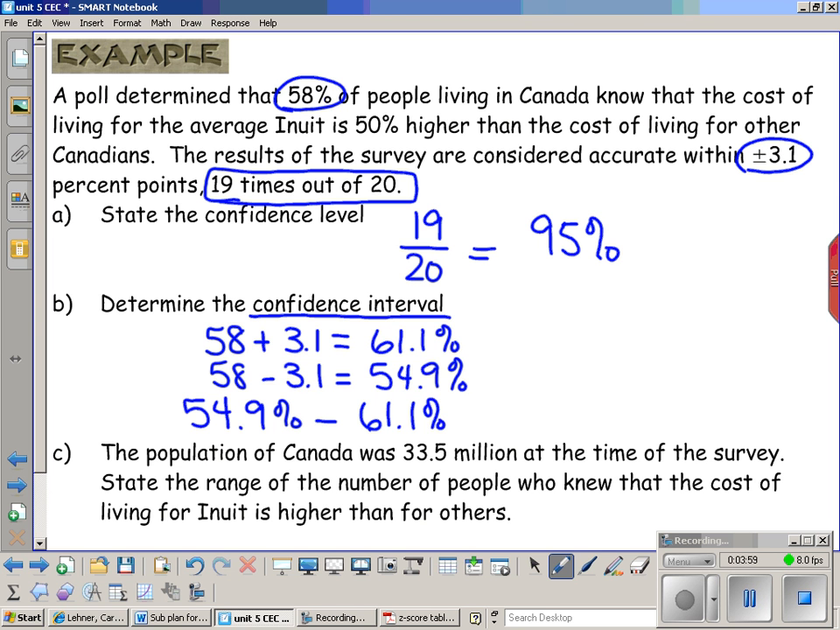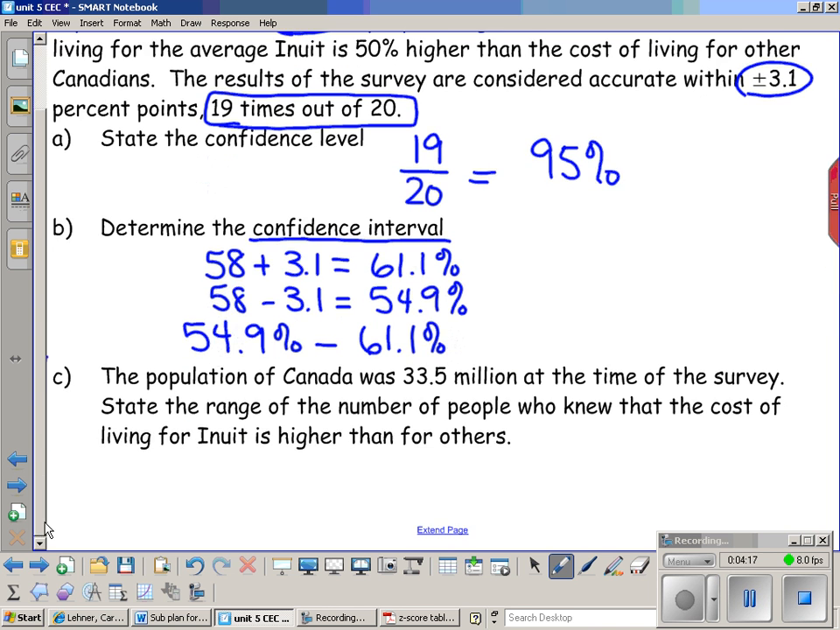So that is more likely where your range of people who would know that the cost of living for the average Inuit is 50% higher. More likely, this would be your range of people that would know this would fall within this range.